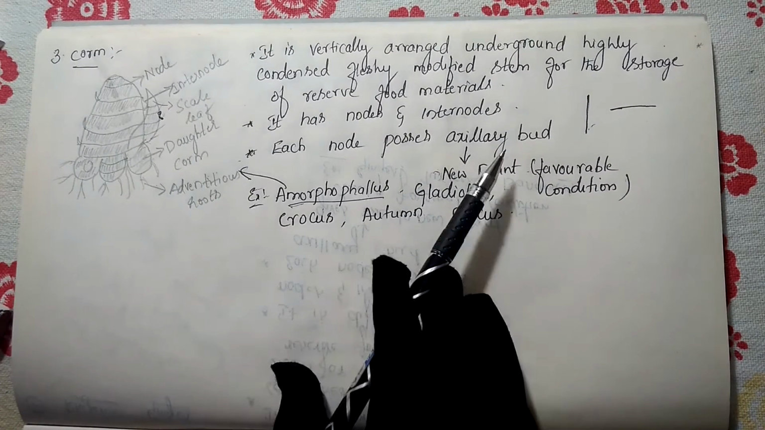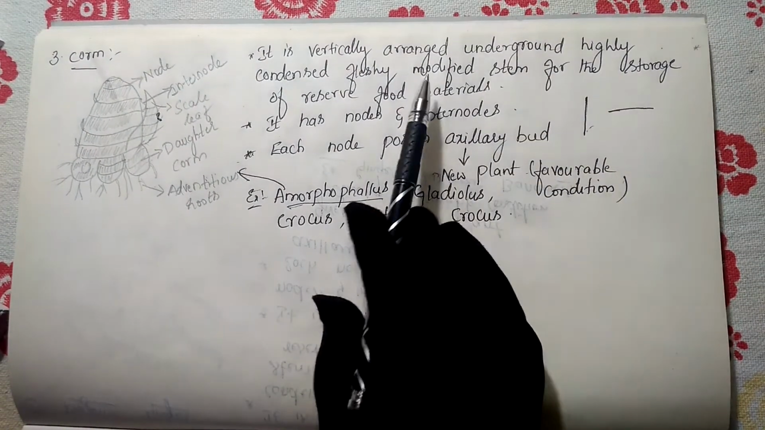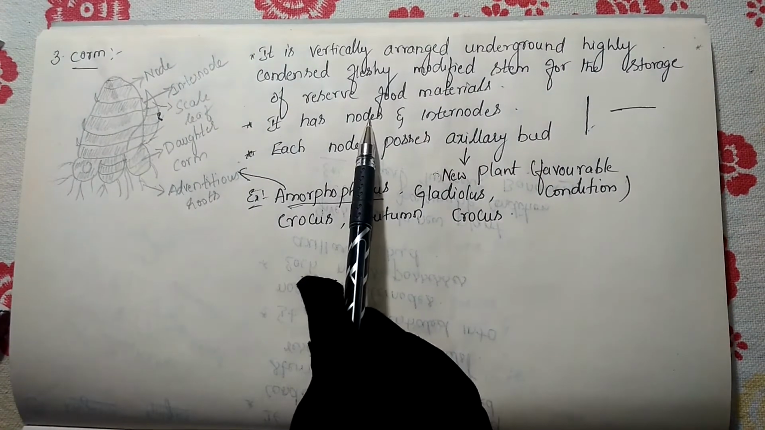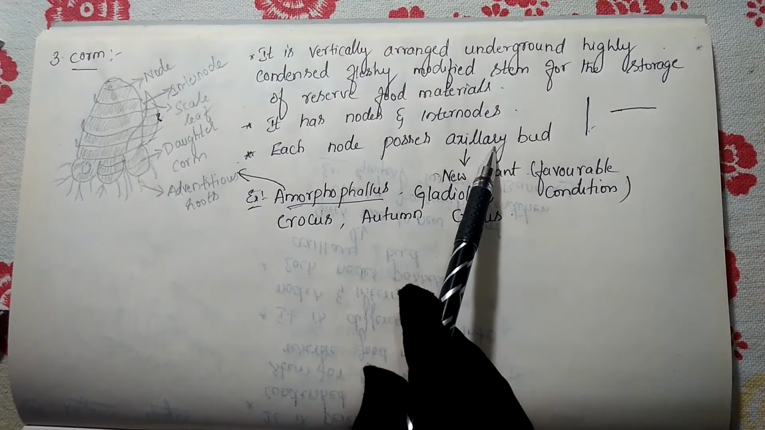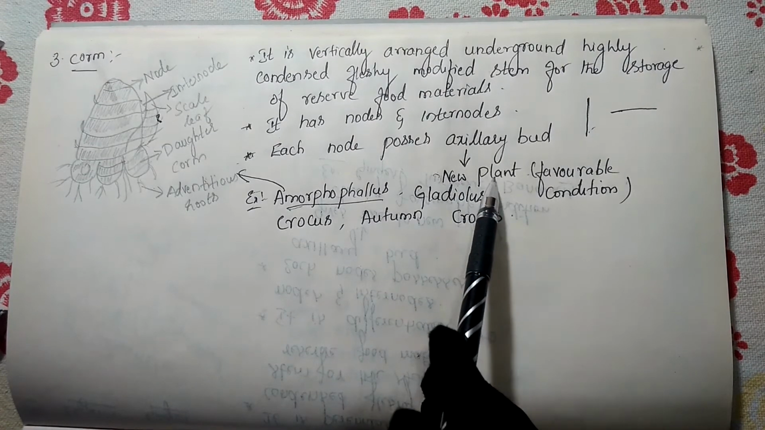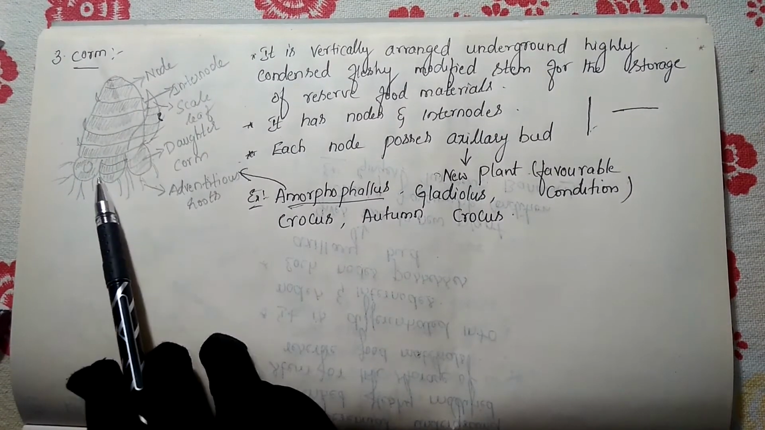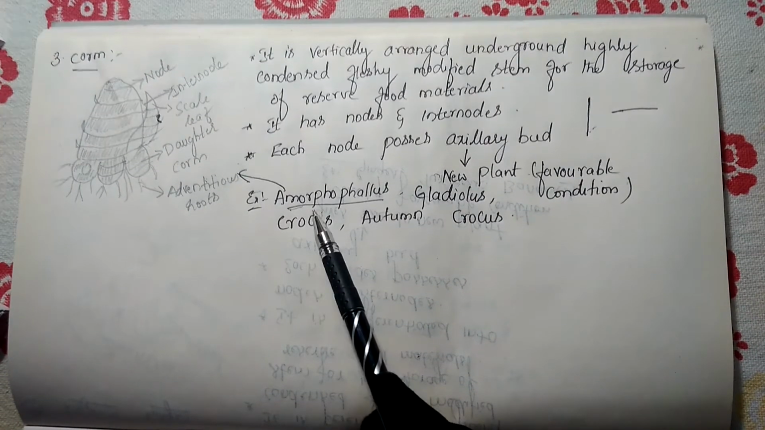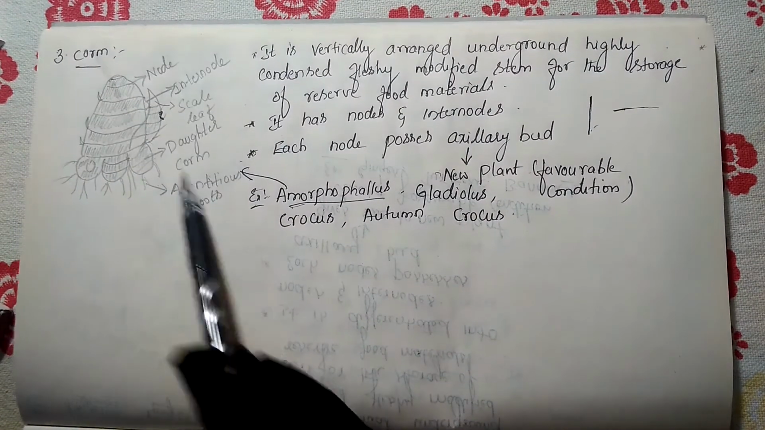So this is about corm. Corm is a vertically arranged underground stem modification whose function is storing reserve food material. Second, it contains nodes and internodes. Third, where the nodes are present, the axillary bud arises, and that axillary bud develops into a new plant, which will be the offspring of this parent. If it gets a favorable condition, the example for this is Amorphophallus. This is the diagram of Amorphophallus.